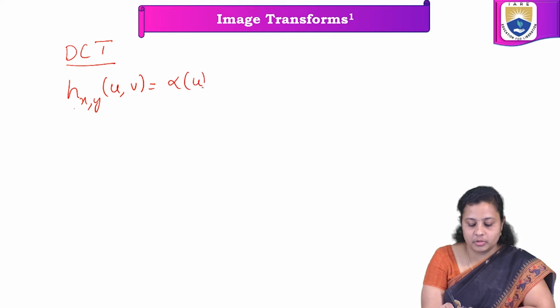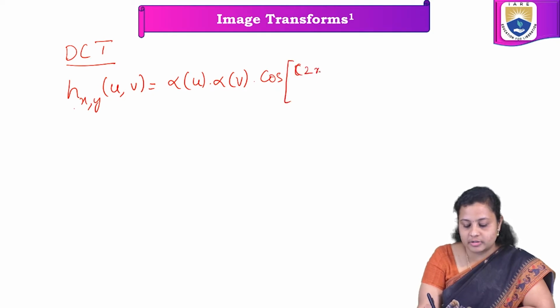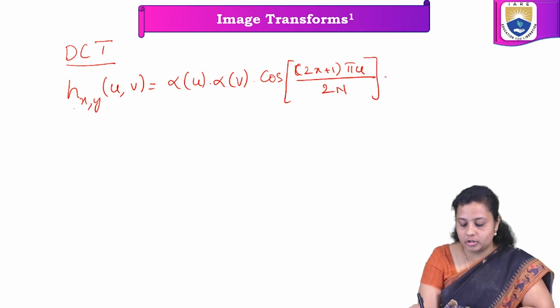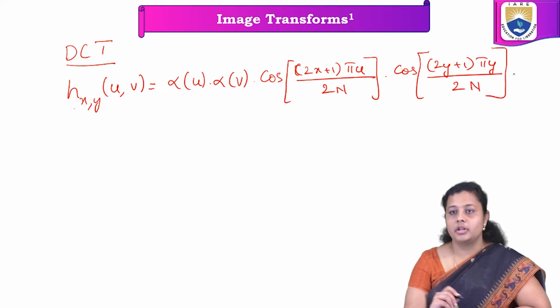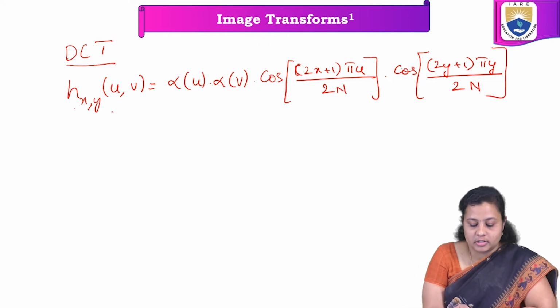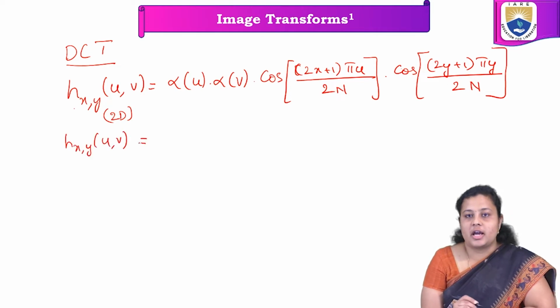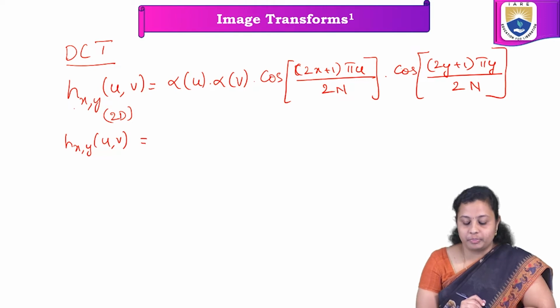alpha of u into alpha of v into cos of 2x plus 1 pi u by 2n into cos of 2y plus 1 pi v by 2n. Right? So, this is a 2D function. So, we have shown that h of x comma y, u comma v can be represented as 1D multiplication functions.